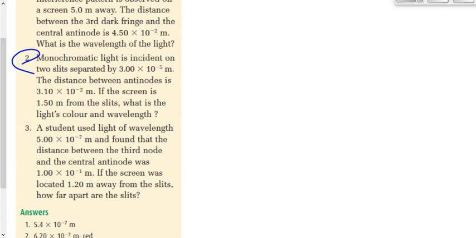Monochromatic light doesn't really matter if it's monochromatic or not, right? We're given information about one color. It doesn't matter if there's more than one color. Just take the information for the one color we have. Two slits separated by this distance. The distance between antinodes is x.